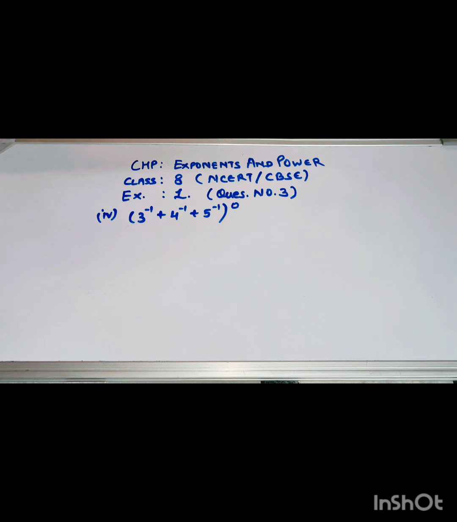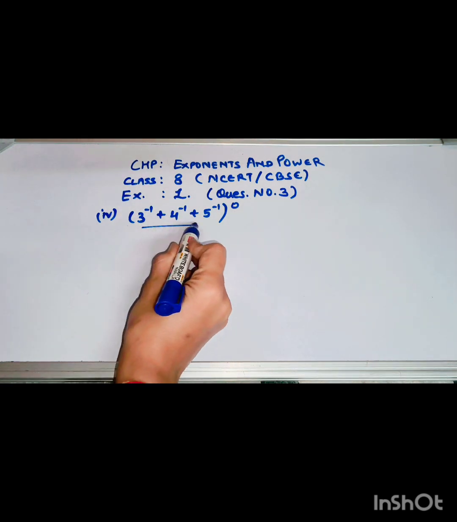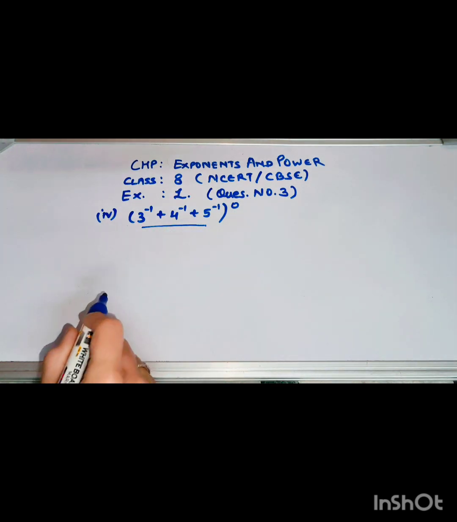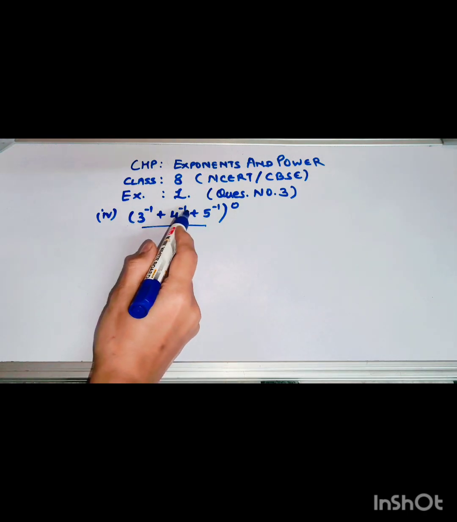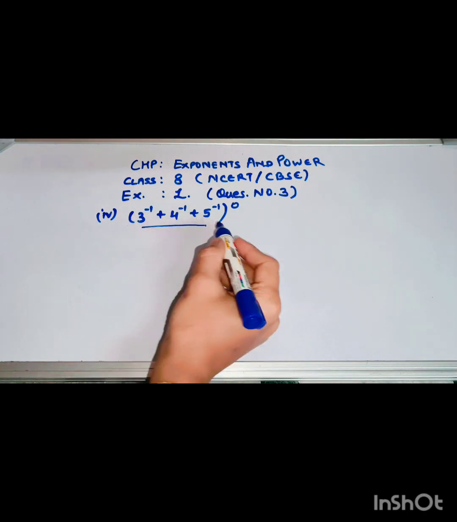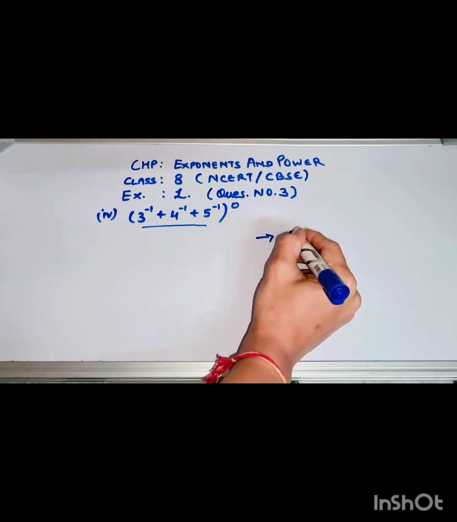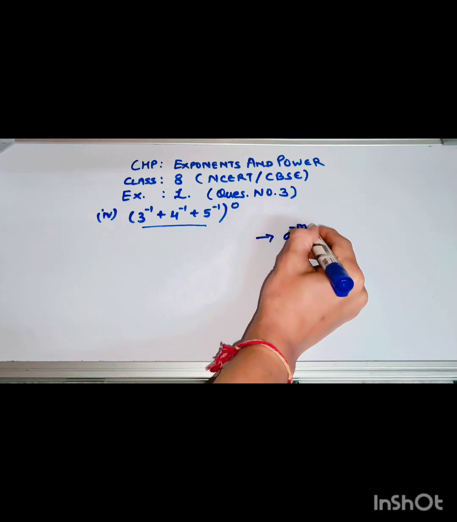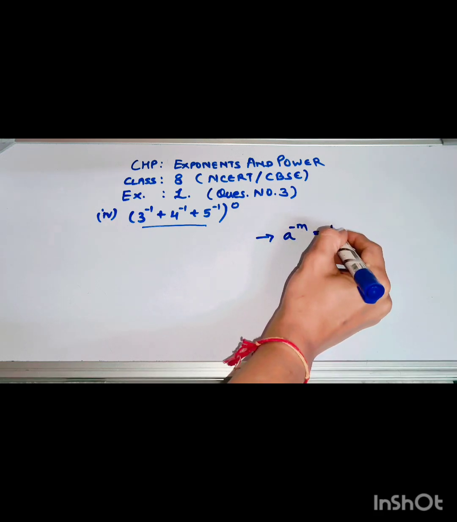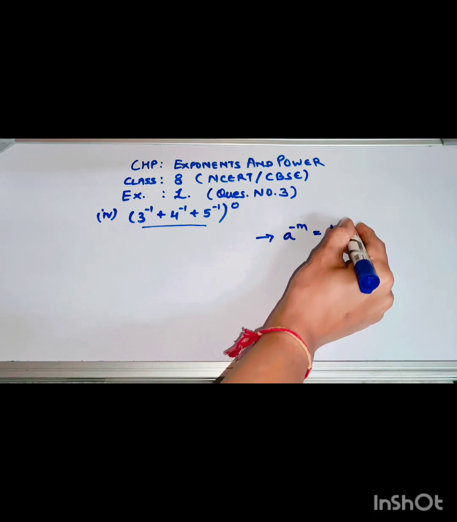the power minus 1 plus 5 raised to the power minus 1 bracket close, whole raised to the power 0. Okay. So what we'll do first? First we'll take the figure inside the bracket. As you can see, the power is negative. Okay, previously we applied the rule in reverse. Now we'll apply, that is, if a raised to the power minus m, then we can write it as 1 divided by a raised to the power m.